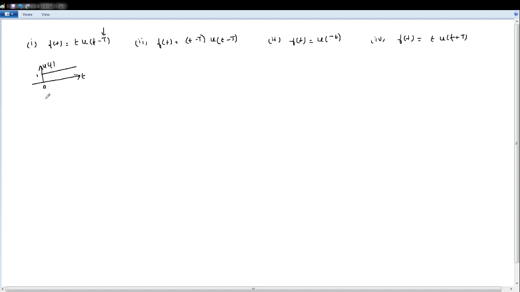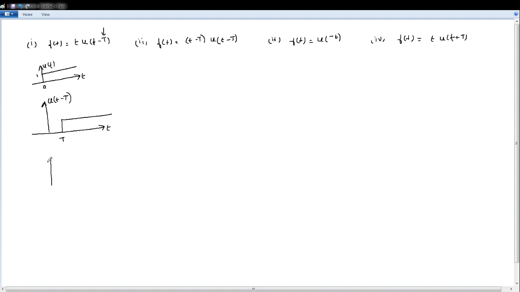So I'll be directly writing u of t minus capital T, where that capital T may have any value. It may be 1, 2 or any integer value. Since this is a time domain signal, it can be a fractional value as well. So this waveform gets shifted right by an amount T, where T may be any value. This is my u of t minus T. If it is u of t plus T, your waveform gets shifted left by the same amount T. Now you have the multiplication of this waveform with t.